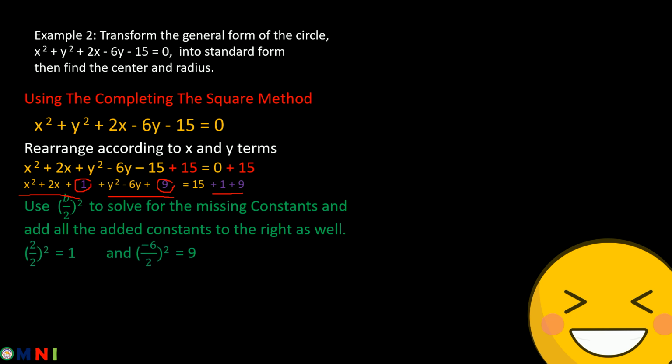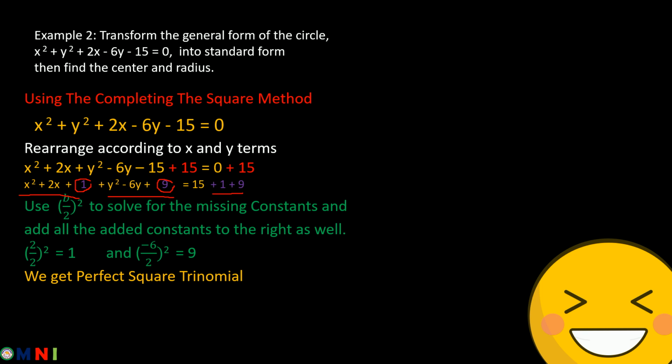So we have here the formula. Remember the a, b, c in the quadratic. The b is the coefficient of x in the trinomial. So 2 over 2 is 1, and 1 squared is still 1. And for the y, we have negative 6 over 2, then square it, so that's negative 3. Negative 3 squared is 9. That's why we get 1 and 9 here, and to balance the equation, we will also add the 1 and the 9 on the right side.